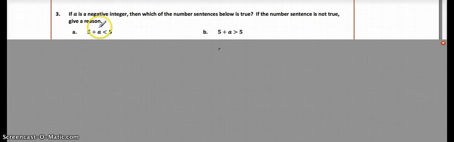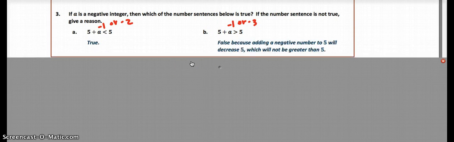But if this was a negative number, -1 or -2, would the answer on the left be less than the answer on the right? If this was a negative number, -1 or -3, would this be true? And what you can see is A is true, but B is not, because adding a negative number to 5 will decrease the 5, which will not be greater than 5. And I want you to see these good explanations, because that's one thing we really need to work on, are explanations. All right, let's try another one.